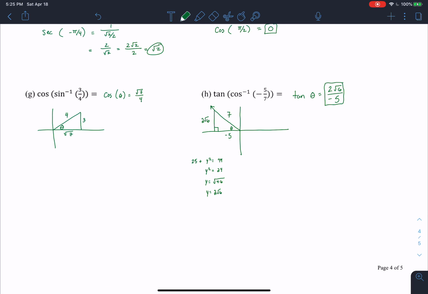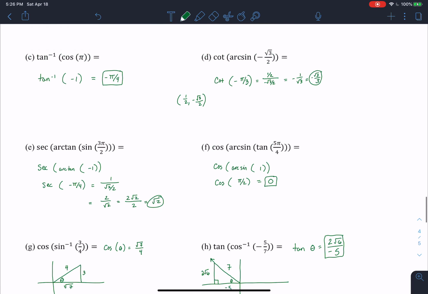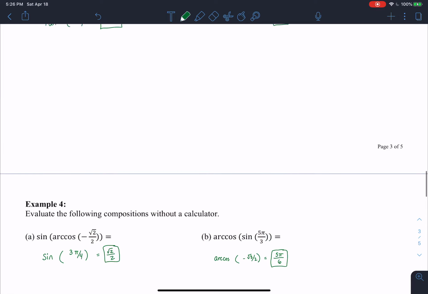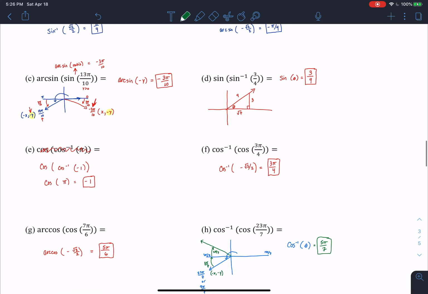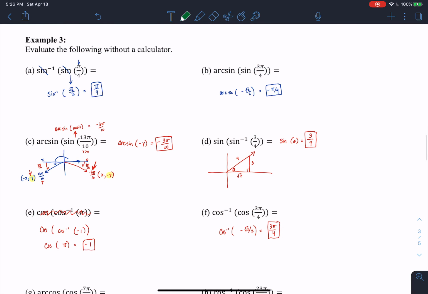All right, so that's pretty much how you're going to be doing inverse trig functions. Again, as long as you pay attention to the area on the unit circle that you have to use, then it's pretty easy from there.